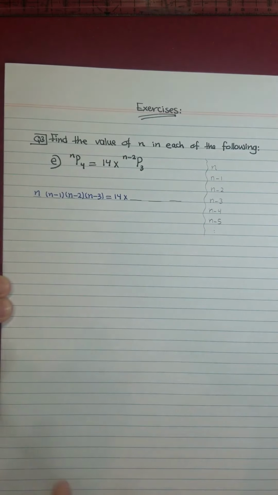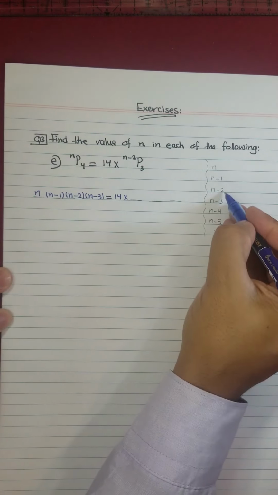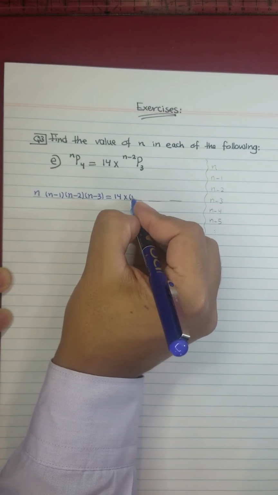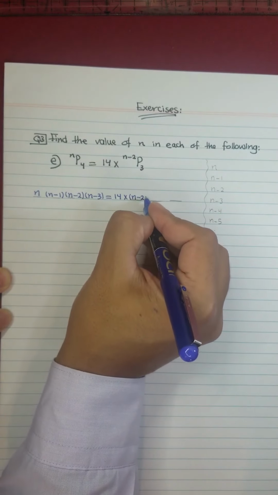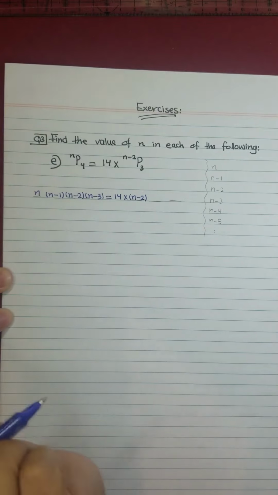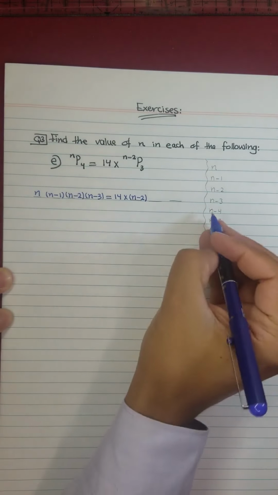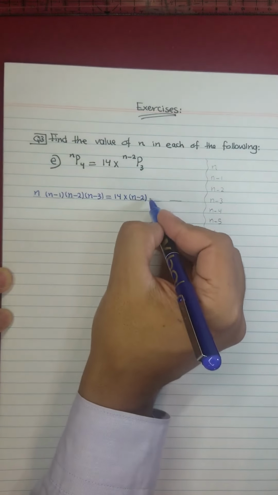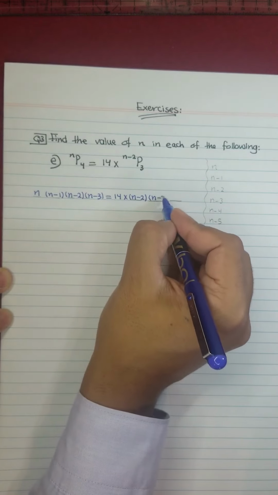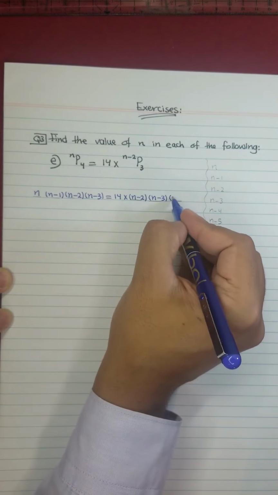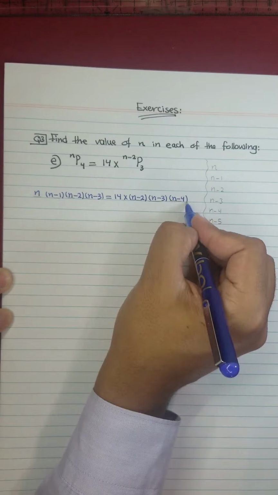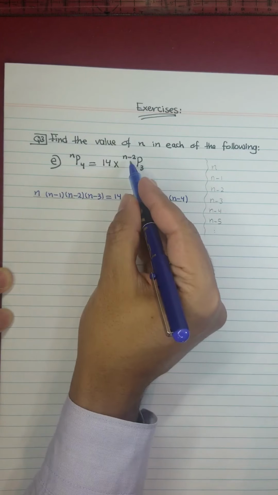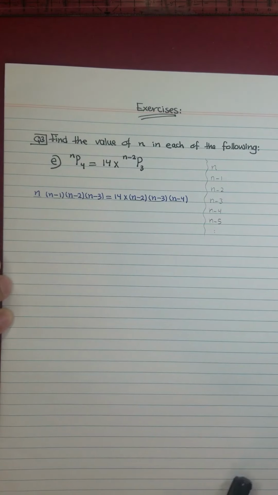And these 3 factors start with n minus 2. So it starts from here. So it's n minus 2. Please make sure that you put this in brackets because it's 2 terms, not only 1 term. And then you minus 1, you get n minus 3. And then you minus 1, you get n minus 4. So these are 3 factors that start with n minus 2.